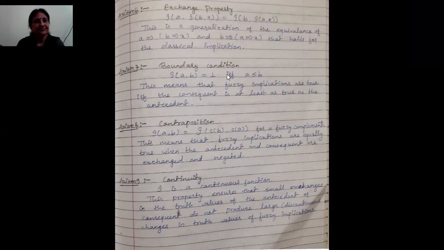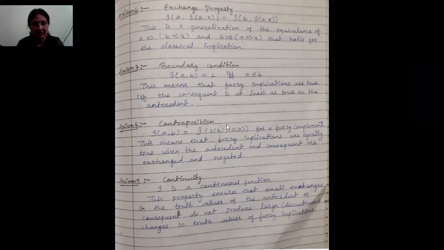Axiom 7, boundary condition. I(A,B) is equal to 1 if and only if A is less than or equal to B. That means whenever the first argument is less than or equal to the second argument, the implication is equal to 1. This means that fuzzy implication is true if and only if the consequent is at least as true as the antecedent.